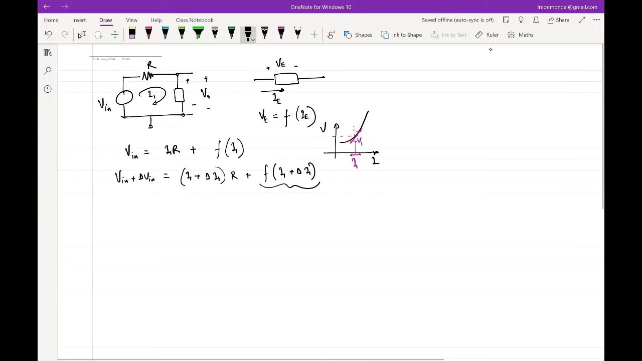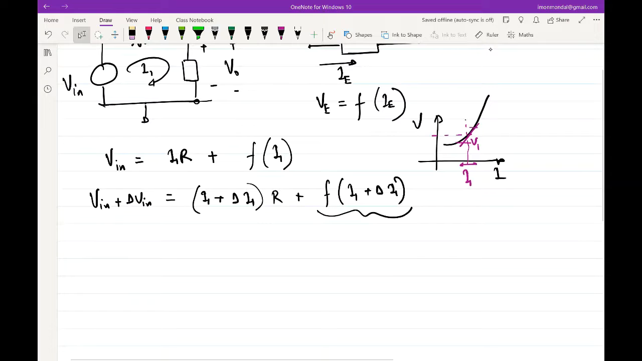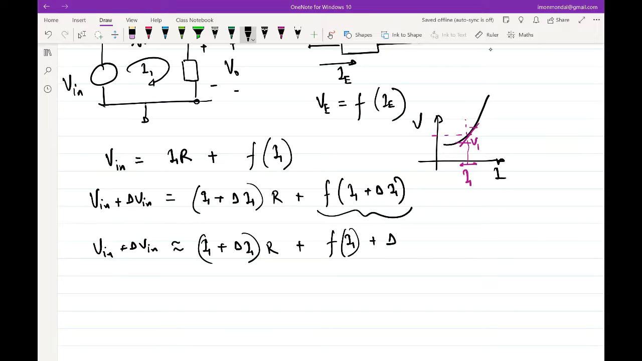So if we do that, then we can approximate this. Now this becomes an approximation. This remains I1 plus delta I1 times R. And the other term becomes the original point where I was plus where I am going to if the velocity would be constant, right? In the case of somebody driving a vehicle. And higher order terms which we'll neglect.